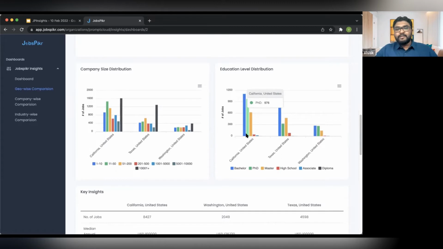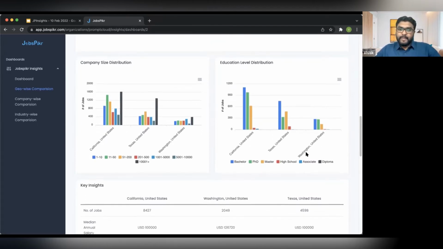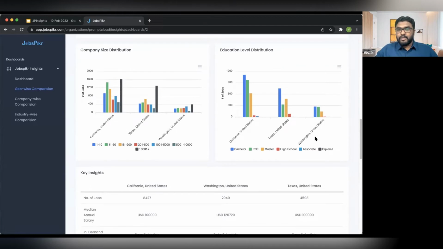Education level distribution could be one other aspect you might have to look at. If you're a large organization, whether you have enough universities in those cities, what the courses in those universities are, whether you have a consistent supply of talent in those regions, etc. If you are looking for very niche talent like a PhD, it may not be very easily available across all these cities.